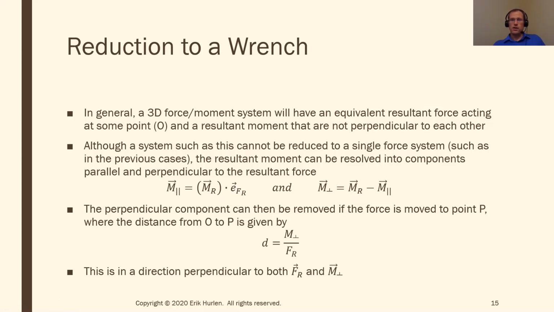So if I do that, the perpendicular component is the total moment, subtract away the parallel moment, and that gives me the perpendicular component. And I can remove this perpendicular component by doing a very similar thing to what we did the previous two cases. So find some distance d to move it in the perpendicular direction, perpendicular to both the perpendicular moment and the force. And then that way my force will cause that perpendicular moment. And so I can get rid of it, but I'll still have to keep the parallel component.